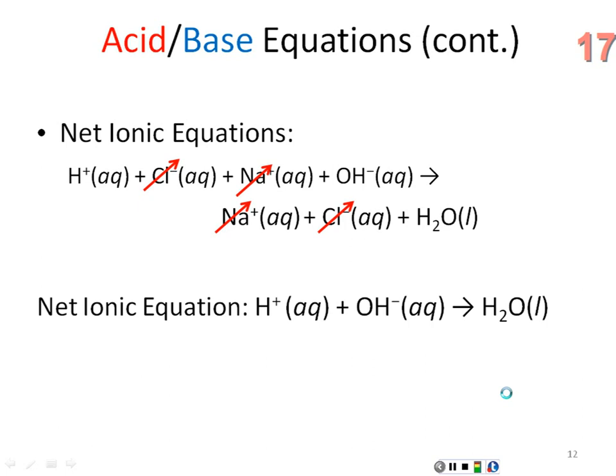You can also refer to this as just the net equation for acid-base neutralization. And that is H plus plus OH minus goes to H2O. And this is the same for every acid-base reaction. So if you're ever asked to write the net overall equation or the net ionic equation for an acid-base neutralization, it's going to be H plus plus OH minus goes to H2O.